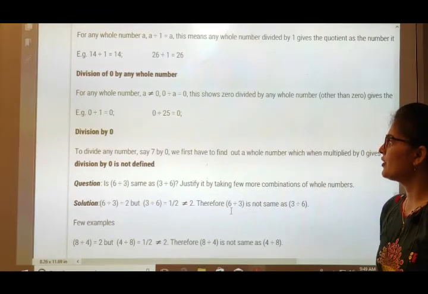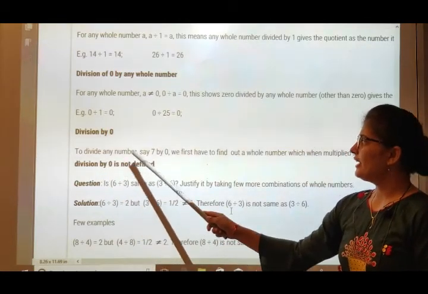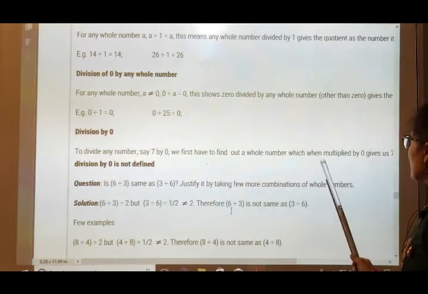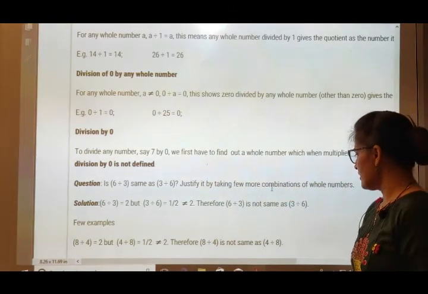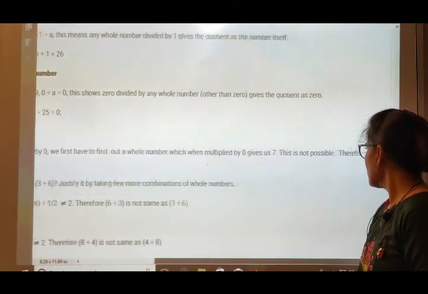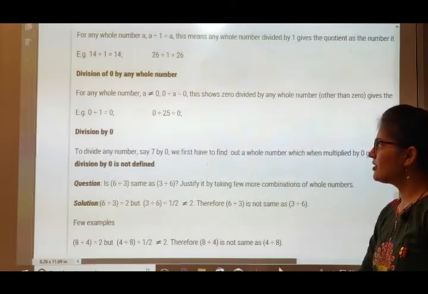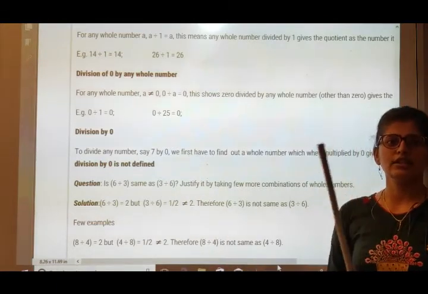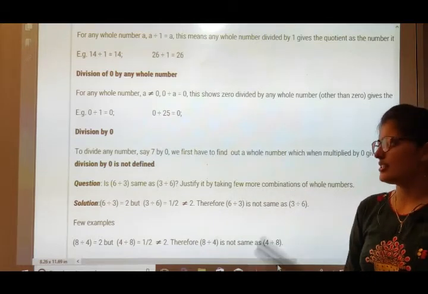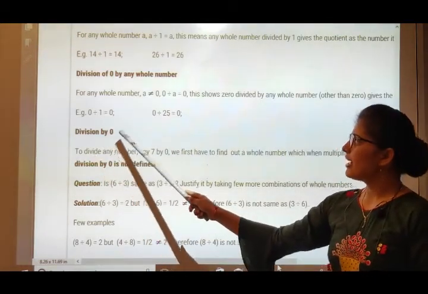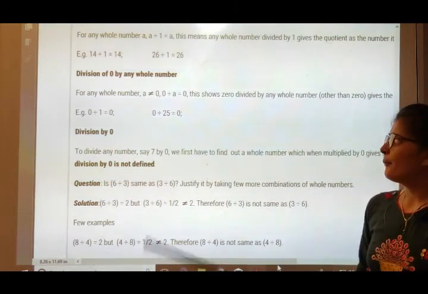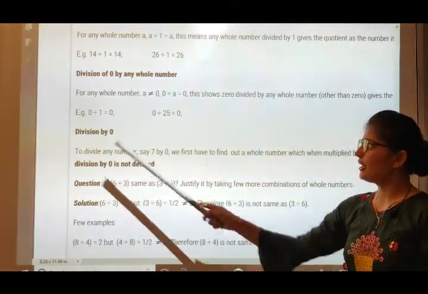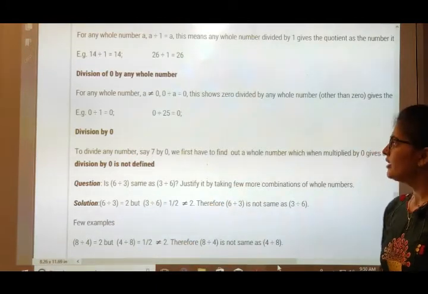Now division by 0. To divide any number, say 7 by 0, we first have to find a whole number which when multiplied by 0 gives us 7. This is not possible, therefore division by 0 is not defined. Any number you divide by 0, you are not getting any specific answer. So division by 0 is not defined, but division of 0 is possible by any whole number, while division by 0 is not defined.